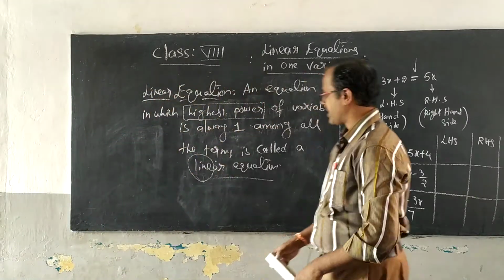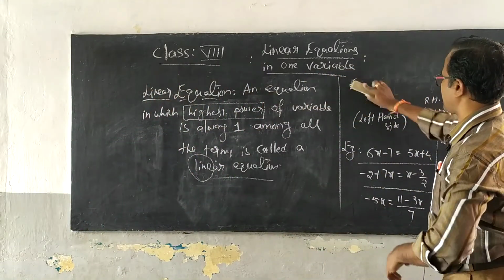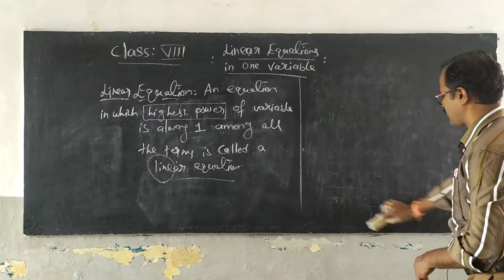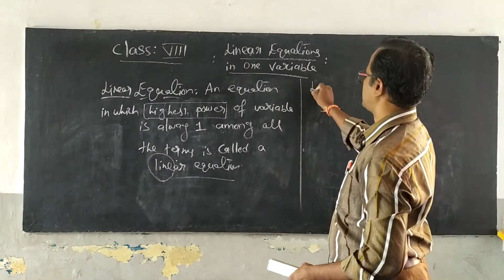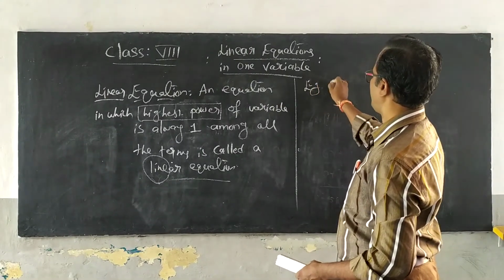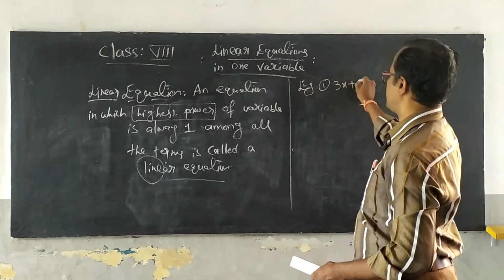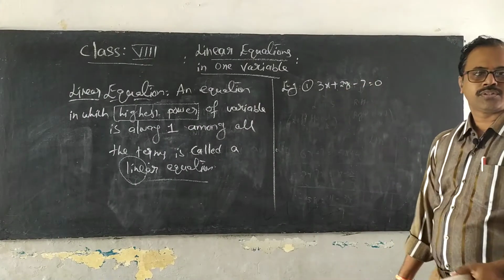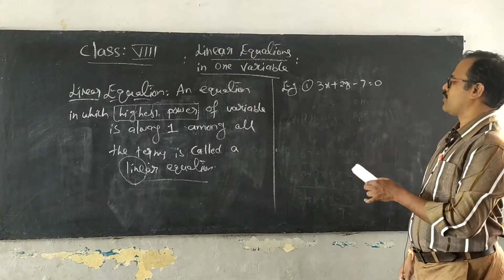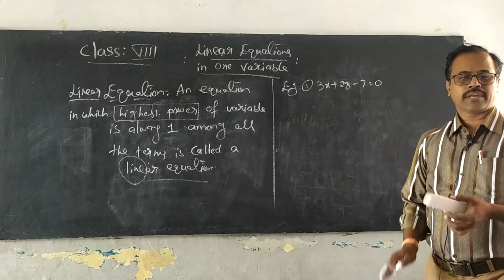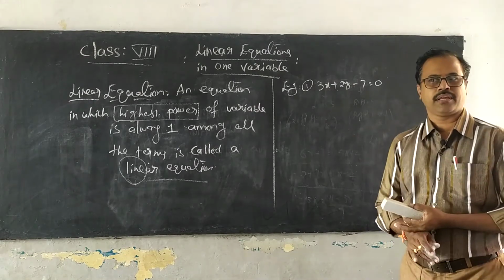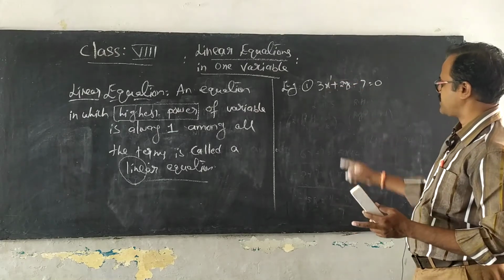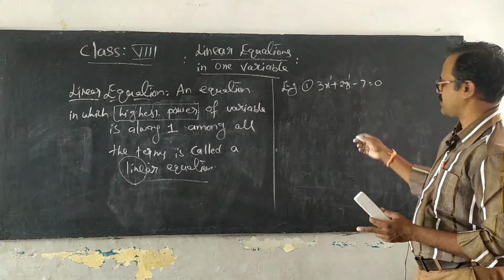So if we go for an example, here I take an example and I write the question here. The first example: 3x plus 2y minus 7 is equal to 0. Can you tell me what is the power of the variable there? Very good. X power is 1, right? Y power is 1, right?